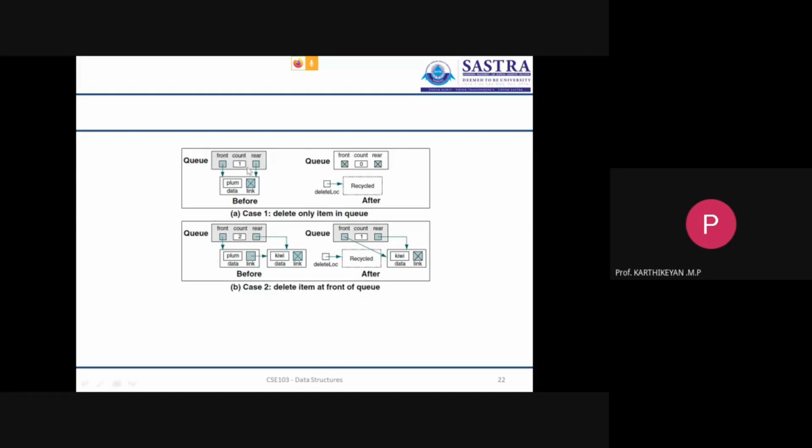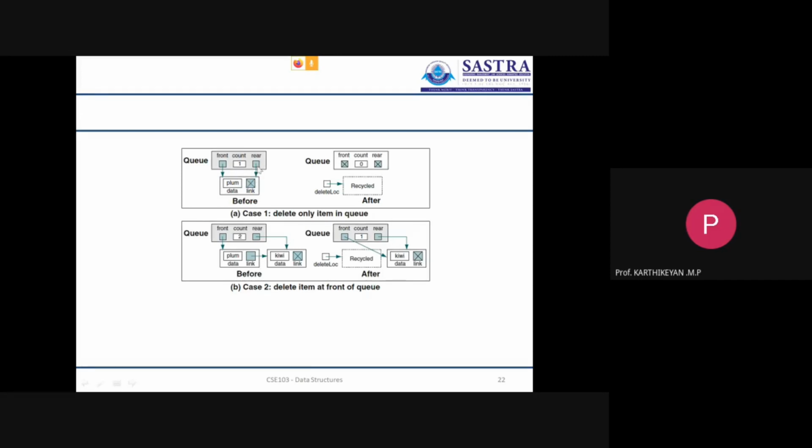Okay, here the head node, both front and rear are pointing to the one node, plum. Plum is the only node available in the queue. Now the front and rear both are pointing to the same node and the count value is 1. If this is the case, the queue contains only one element, so we should mark the rear as null.